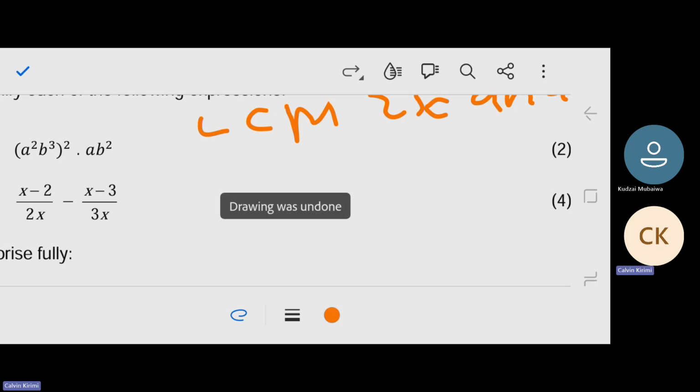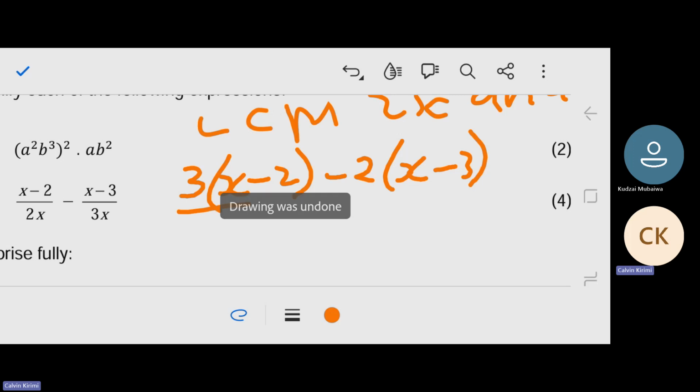So the denominator there is going to be 6x. So we say 3, bracket, x minus 2 bracket. So the denominator is what? 6x. Minus that, it will be a 2 outside the bracket, x minus 3, everything over 6x, like this. It's a fraction.